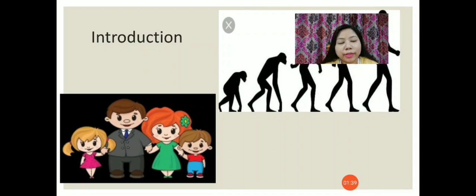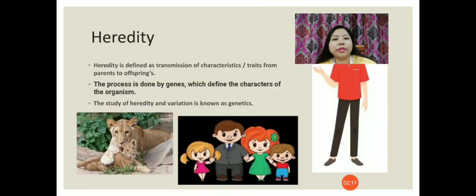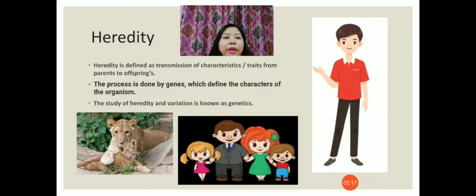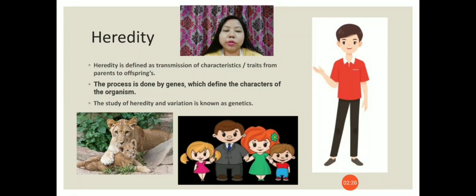So we are going to learn how the inheritance of characteristics takes place, and it takes place both in asexual reproduction and sexual reproduction. That is the reason why we look similar but we do not look identical, because there is a little bit of variation. When the characteristics are being inherited from the parents to the offspring, there is a little bit of variation, and that is the reason why we do not look identical to our parents but we look similar to our parents. So what is heredity? Heredity is defined as the transmission of characteristics or traits from parents to the offspring.